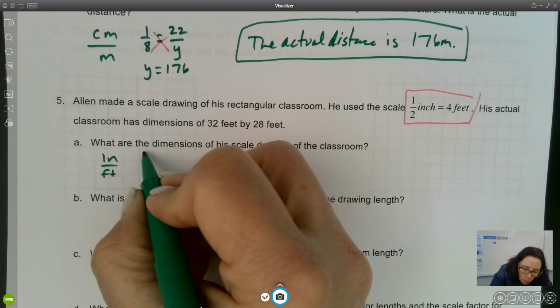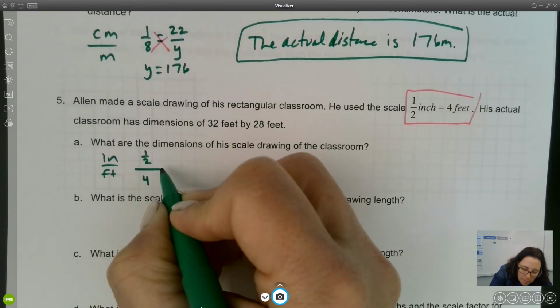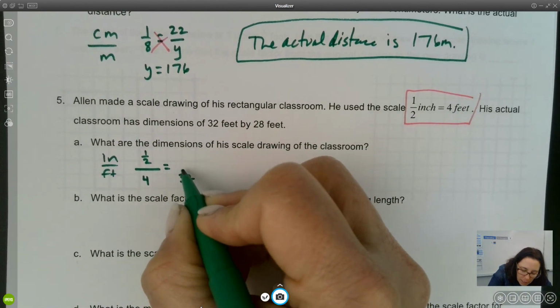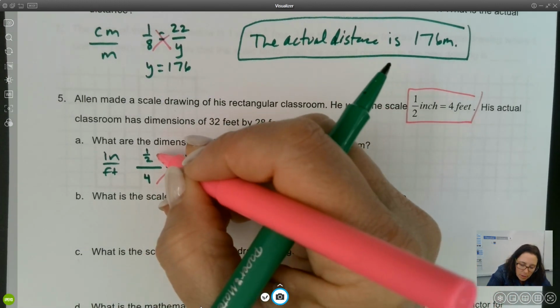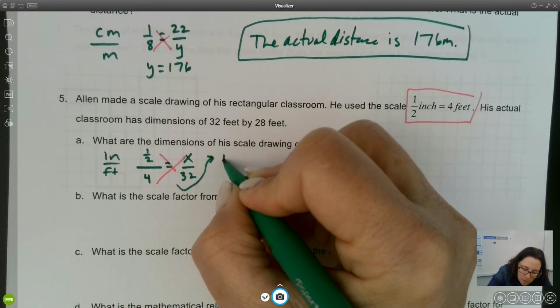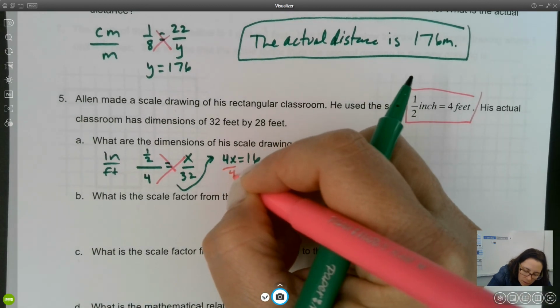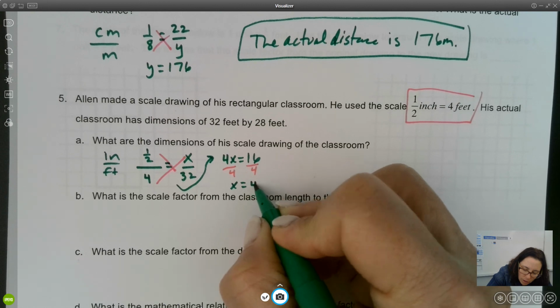And I'm going to have 1/2 over 4 equals 32 feet. That better be on the bottom. Okay, so I've got 4x equals 16. And I'm going to write that up over here. There's not enough space. 4x equals 16. Divide by 4. And you get x is 4.